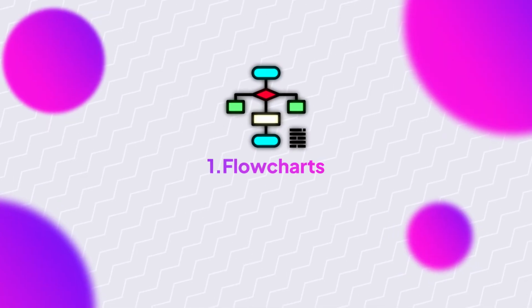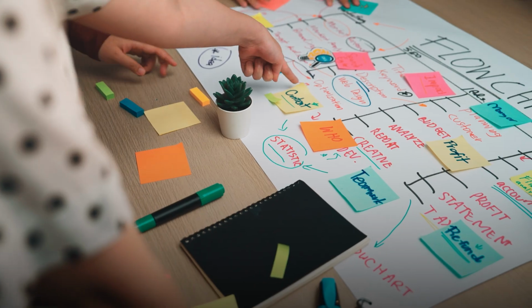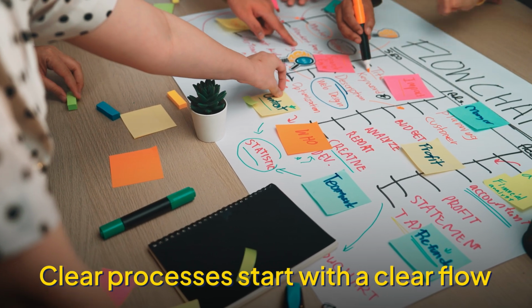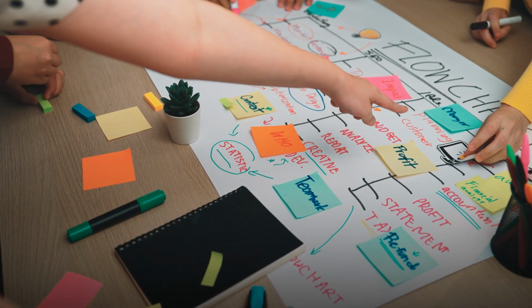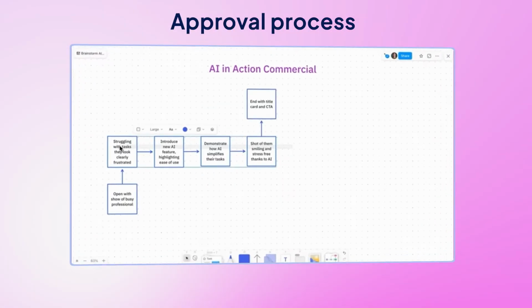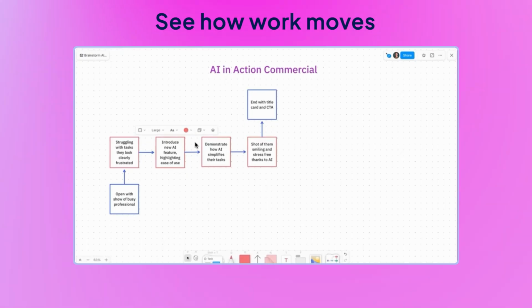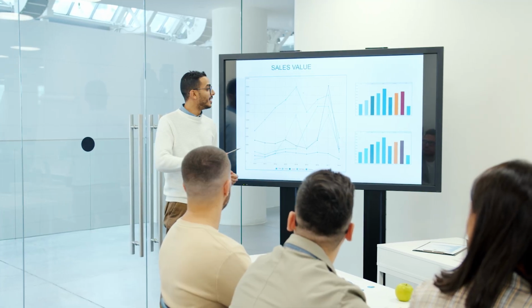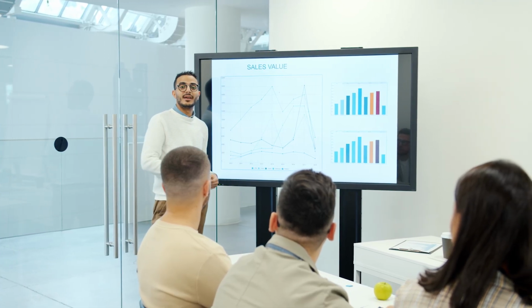The first and probably the most familiar type of process map is the flowchart. Every process starts with a clear sequence of events, and that's what flowcharts capture best. Whether you're defining a customer journey or an approval process, flowcharts help you see how work actually moves from one step to the next through every decision and handoff along the way.